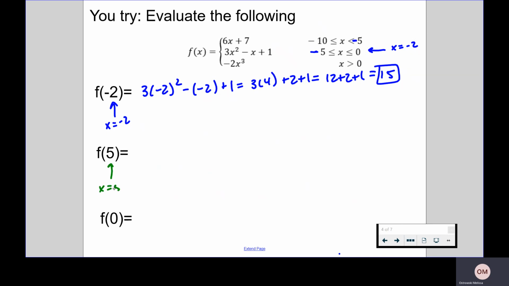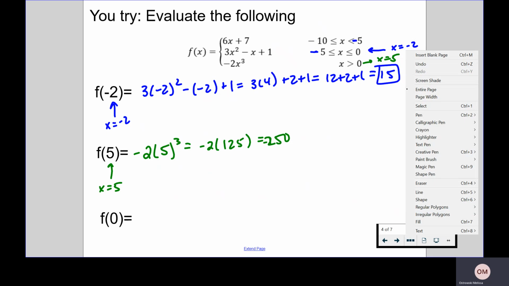Here, this is x equals 5. x equals 5 is greater than 0. 5 is definitely greater than 0. So I've got -2 times 5 to the third. I don't know 5 to the third off my head. I think it's 125. Yeah. -2 times 125 is -250. And then last is f of 0, in another color again.